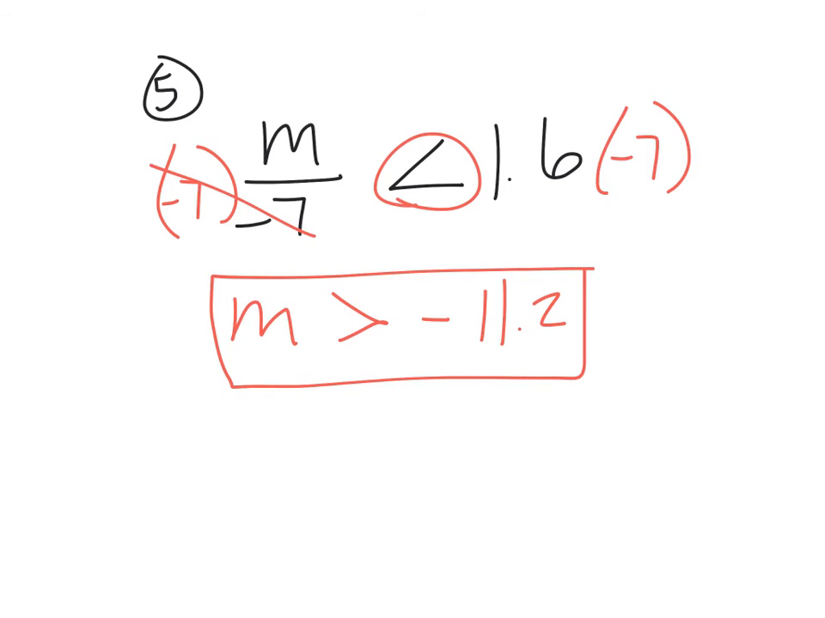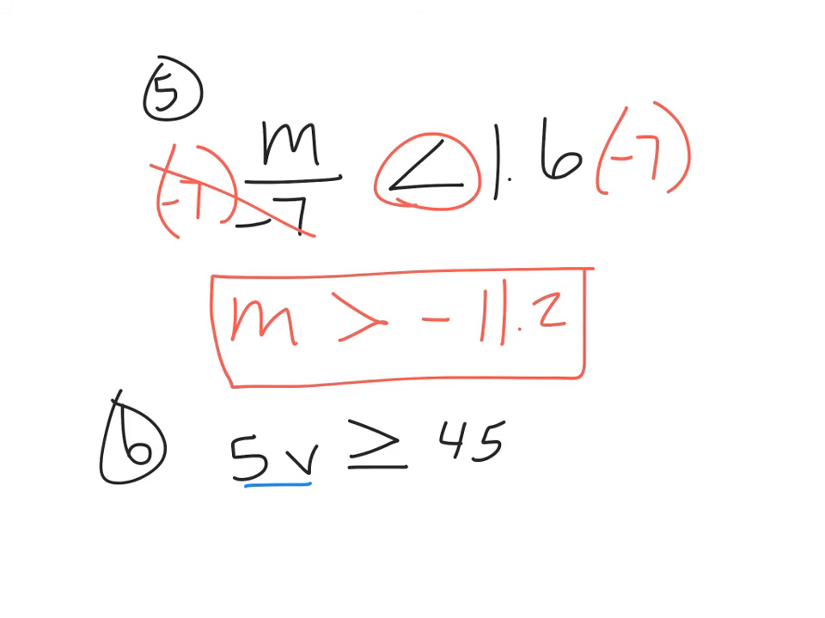All right. Let me do another multiplication one. So let's just do number 6. We have 5v is greater than or equal to 45. Okay, to get the v by itself, this is multiply, so I'm going to divide. I get v by itself. It was a positive number that I moved, so my sign's not going to change. I leave it going the same direction. 45 divided by 5 should give you 9.